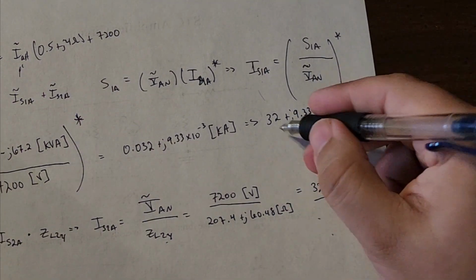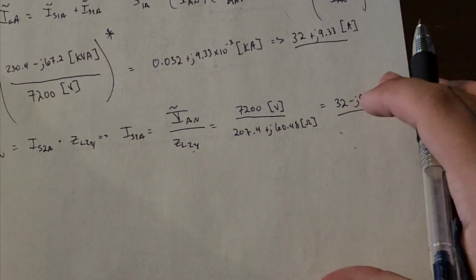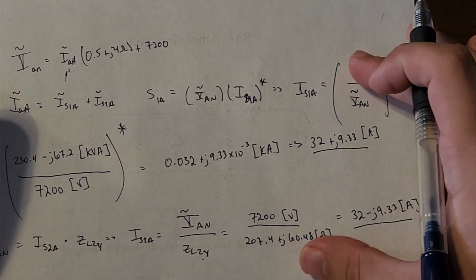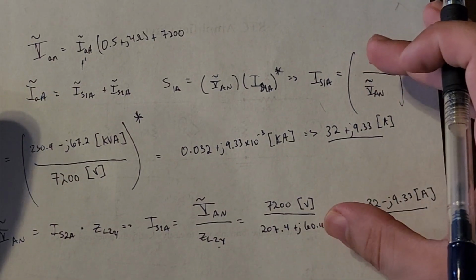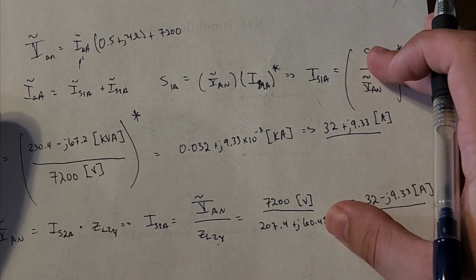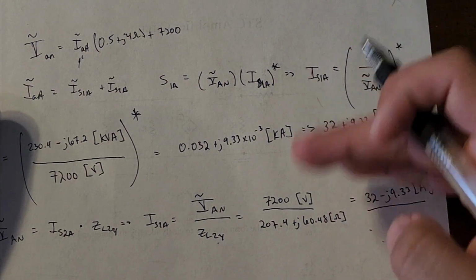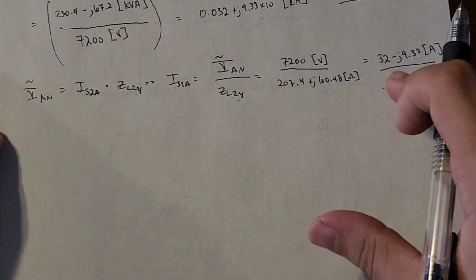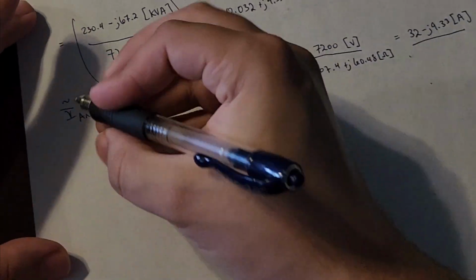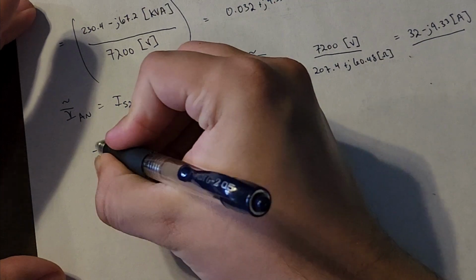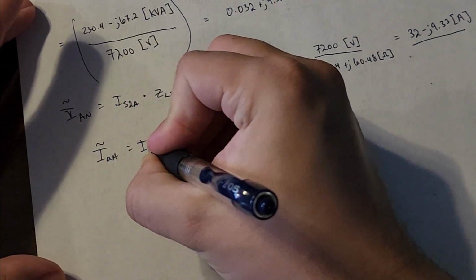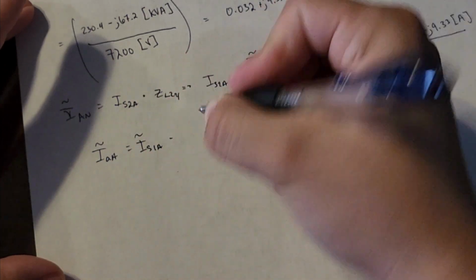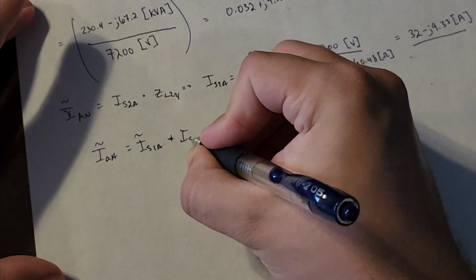Perfect. We have IS1 and IS2. Hopefully y'all followed this. This is, I would say, very simple complex power calculations. The hard part in this is transferring three-phase to A-phase and understanding what this means. All right, so we know IS1, IS2. Remember, IAA is what we're trying to find. IAA is equal to IS1A plus IS2A.